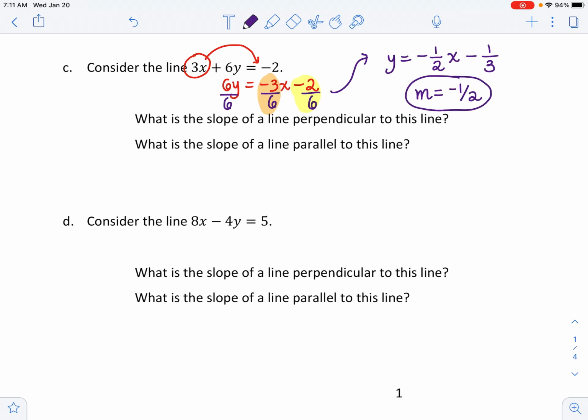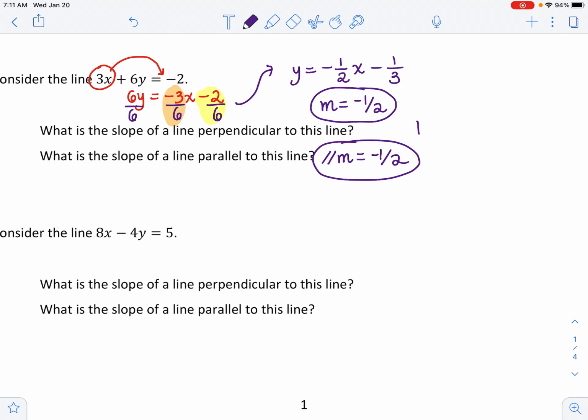So that's not the answer, but I'm going to use this to find the slope of the perpendicular line and the slope of the parallel line. So parallel should be the same. Parallel slope is exactly the same as the original slope. So that's it. Now let me do the perpendicular slope over here.